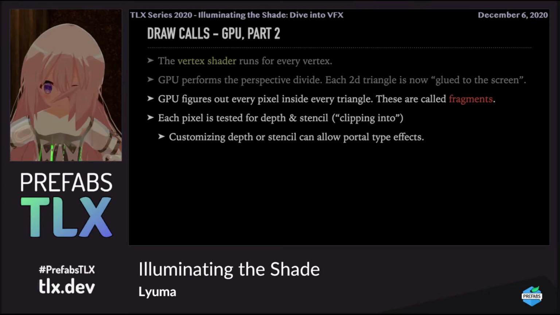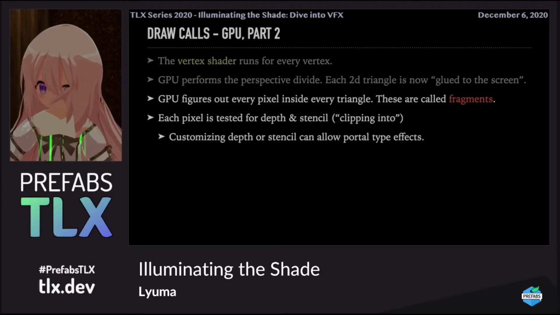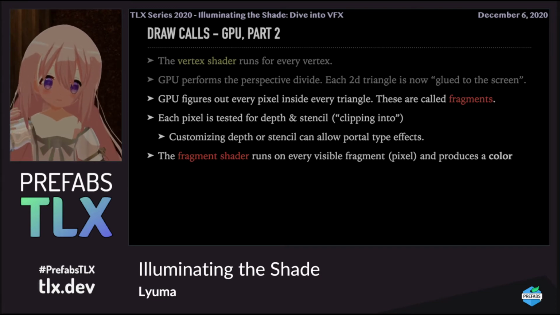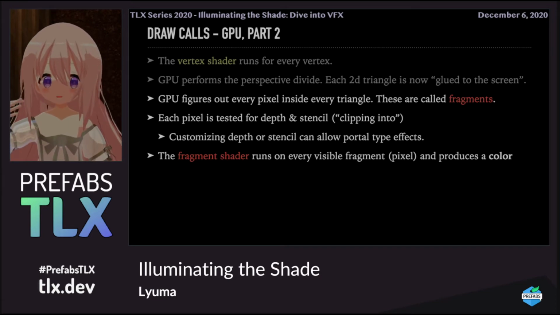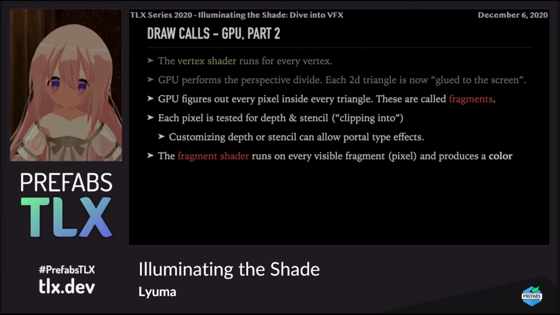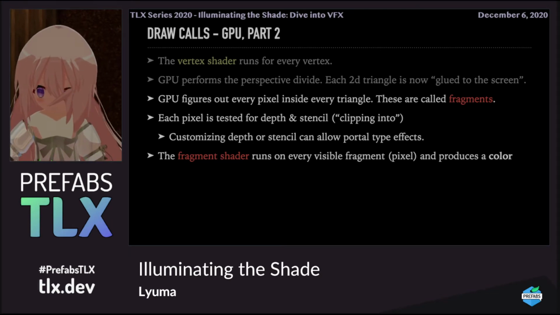So now we're at the fragment shader. The fragment shader runs on every visible fragment and produces a color, and the color can be blended. If you want something transparent, that's done by calculating the color of the thing that you're rendering, and then blending it with the thing behind it using the alpha value.